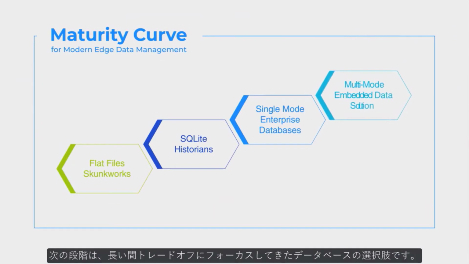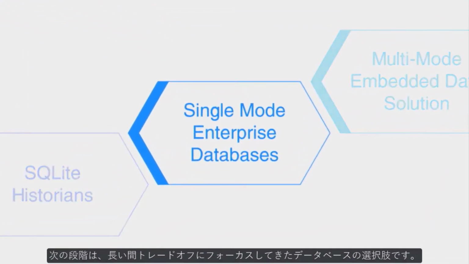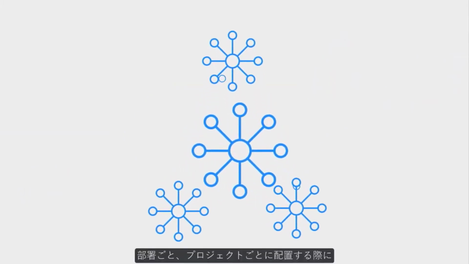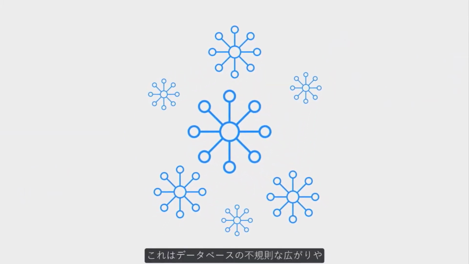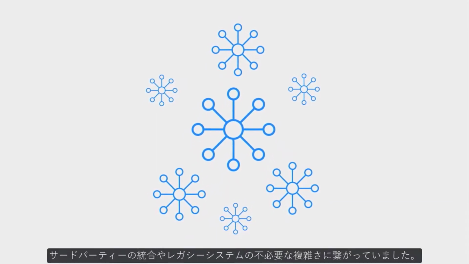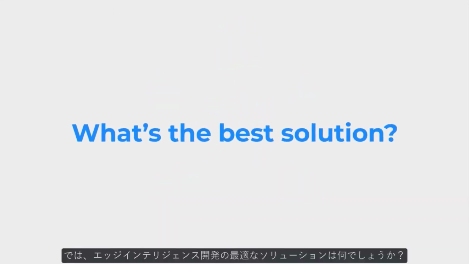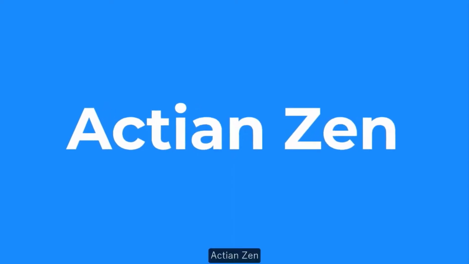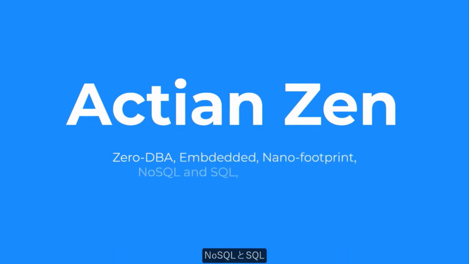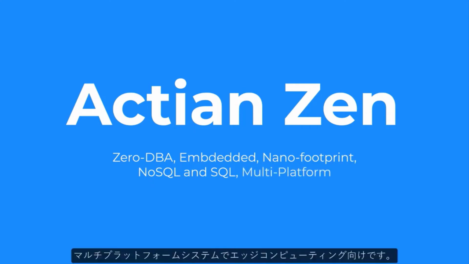The next step up are database choices that historically have focused on trade-offs. When deploying department by department, project by project, this has led to database sprawl and unneeded complexity with third-party integrations or legacy systems. So, what's the best solution for edge intelligence development? Actian Zen, a modern edge data management system that's a zero DBA, embedded, nano footprint, NoSQL and SQL, multi-platform system for edge computing.